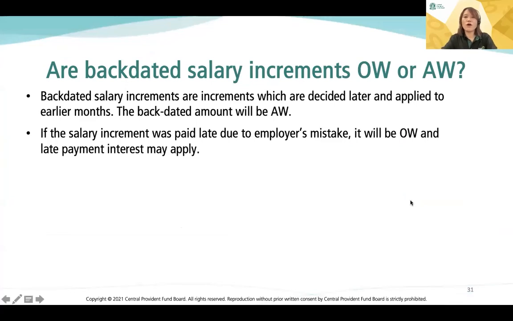Now another common question that we receive is about backdated salary increments, like OW or AW. So what do we mean by backdated salary increments? For example, you decided to give your staff an increment, maybe you decide now, but you backdate it for the earlier months. If this is the case, where you decide now and apply it for earlier months, the backdated amount is considered as AW.